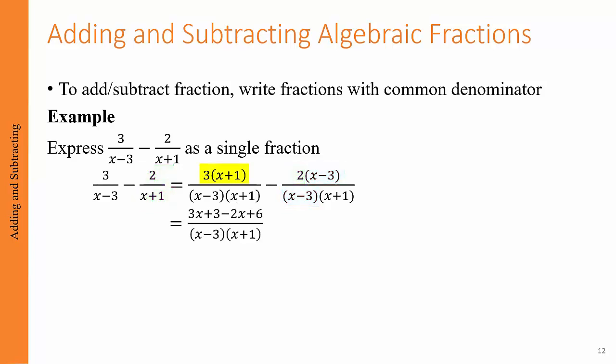We can expand the first bracket to get 3x plus 3, and in the second bracket we're multiplying minus 2 times x to get minus 2x, and minus 2 times 3 will give us plus 6. We can combine like terms. 3x minus 2x will give us 1x, and 3 plus 6 is 9.